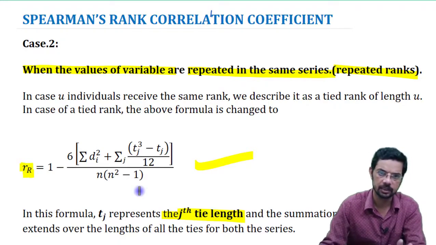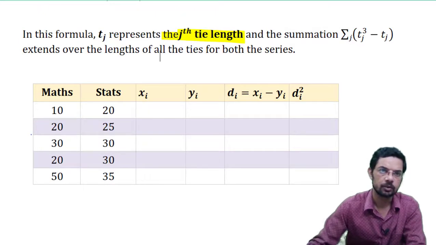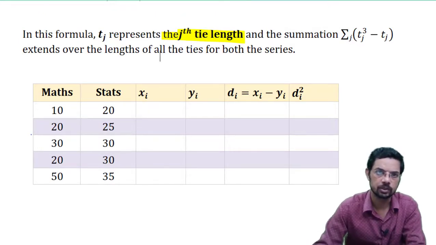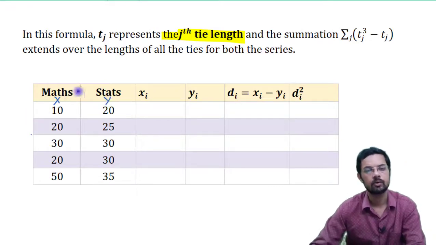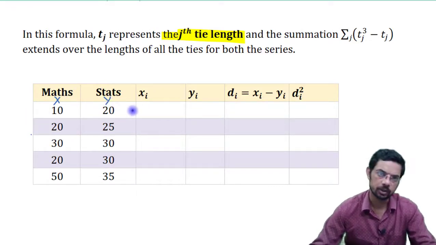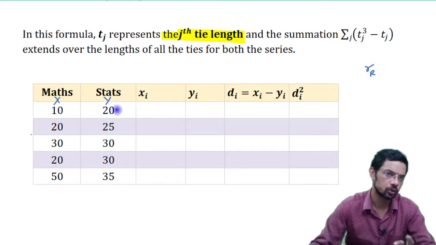Okay, we shall understand this through an example. Let us consider the following problem. Suppose we need to calculate the rank correlation coefficient R in case of two variables, x and y. Maths is taken as x, and statistics is taken as y, and therefore we can calculate the rank correlation coefficient between the two variables x and y. So how to do this?